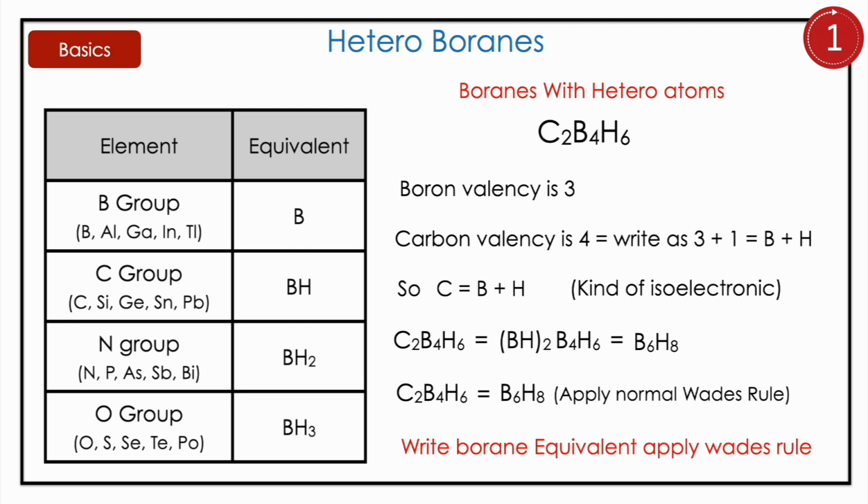The heteroatom can be from any group: boron group, carbon group, nitrogen group or oxygen group. Mostly you should memorize the p block elements, otherwise you will miss the calculation.